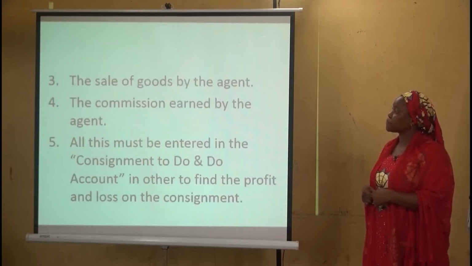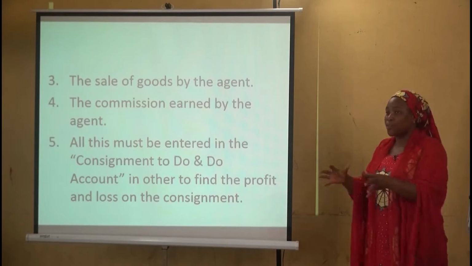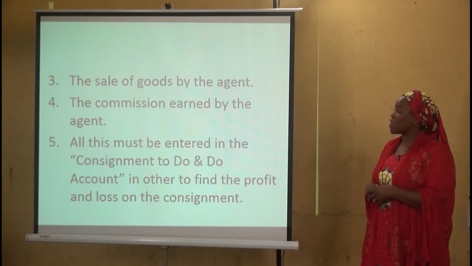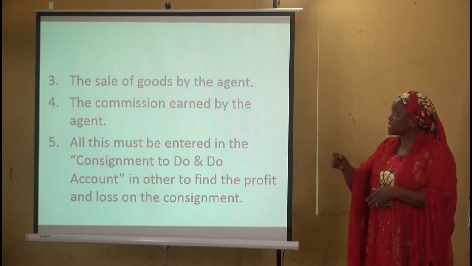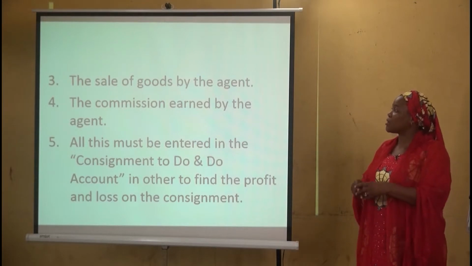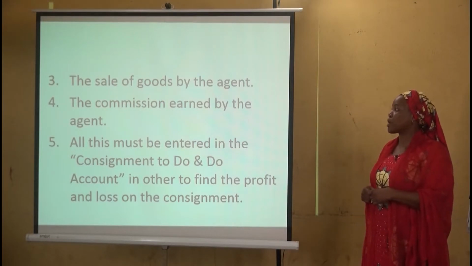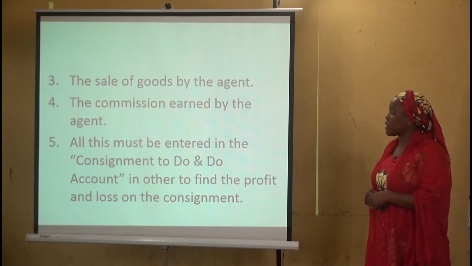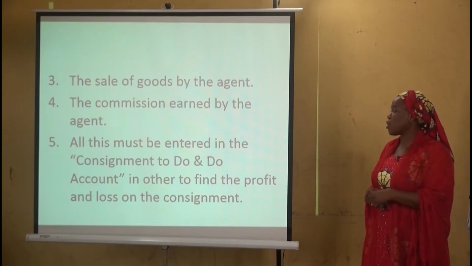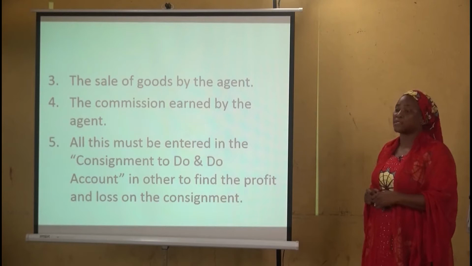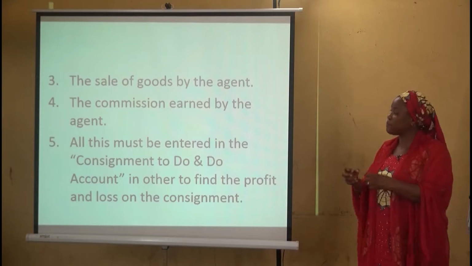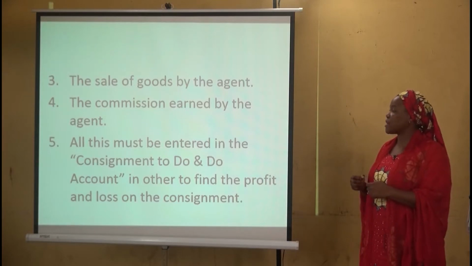Then thirdly, the sale of the goods by the agent. The agent collects all the proceeds from his customers and sends the money to the consignor. He has to record what he has collected in his own books. Fourthly, the commission earned by the agent is also recorded in the consignor's books. All this must be entered in the consignment trading account in order to find the profit and loss on the consignment. The consignment trading account is where profit and loss is being gotten from in that consignment book.